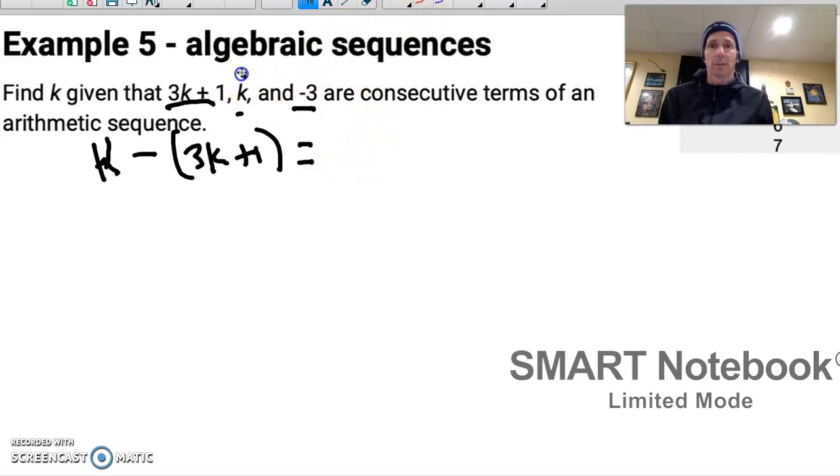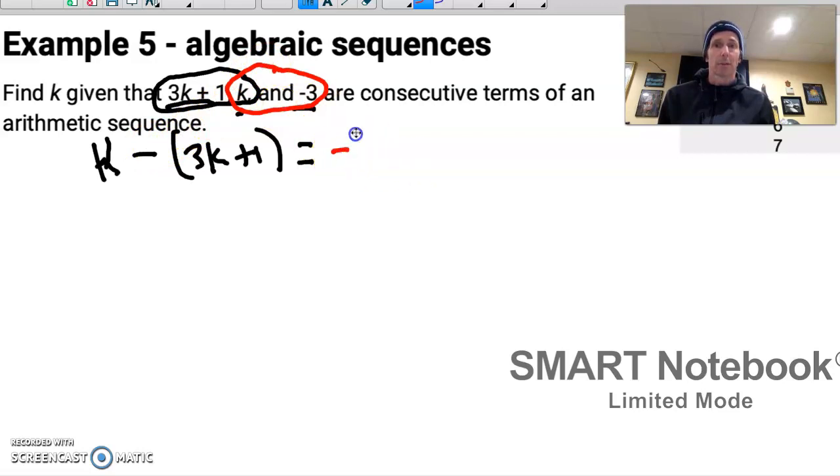What I just did is I'm looking at the difference between these two in a row, and I can also find the difference between these two in a row. And if the common difference is the same, then they are an arithmetic sequence. And since I'm telling you it's arithmetic, I'm going to go ahead and find the value of k.